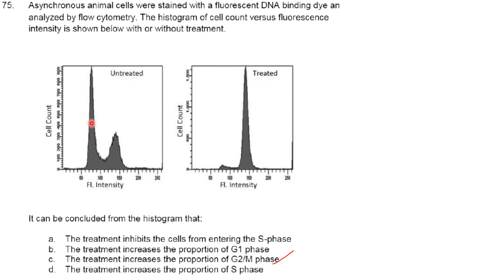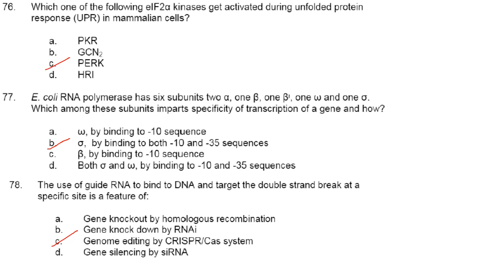So first the cells are in the G1 phase, that is the G0 G1 phase, that is this one. Then they have entered the S phase, that is over here, this region, and this is the G2 and the M phase. Now we see that the G2 M phase has increased upon treatment. So the answer here is option C. The treatment increases the proportion of G2 to M phase. Answer is option C. Next question.